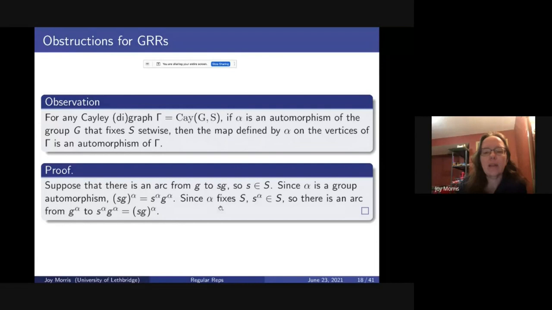And since alpha fixes S, the image of s under alpha is also an element of S, and that means there is an arc from the image of g under alpha to the image of s under alpha times the image of g under alpha, which is the image of sg under alpha. And that means that alpha has preserved this arc from g to sg into the arc from g alpha to sg alpha. Okay, so if alpha is a group automorphism that preserves our connection set, then it gives us an automorphism of the graph.